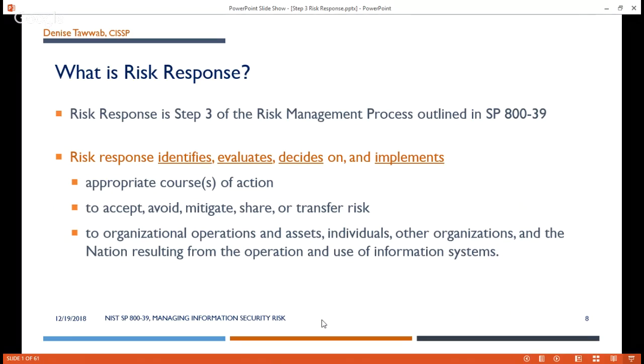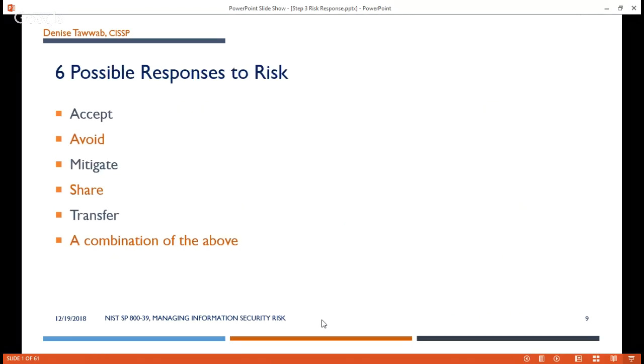Let me say that again. Risk response identifies, evaluates, decides on, and implements appropriate courses of action to accept, avoid, mitigate, share, or transfer risk to your organization resulting from the operation and use of information systems. There are 6 possible responses: accept, avoid, mitigate, share, transfer, or a combination of the above.